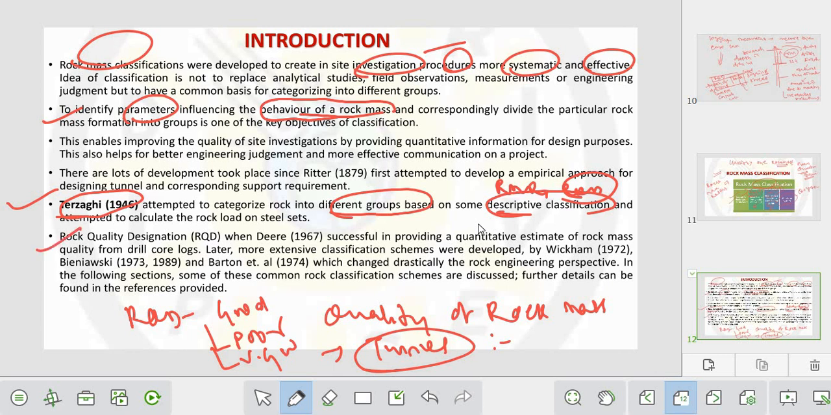So RQD, who proposed it? Deere proposed it in 1967, successfully providing a quantitative estimation of the rock mass quality from the drill core block, okay.